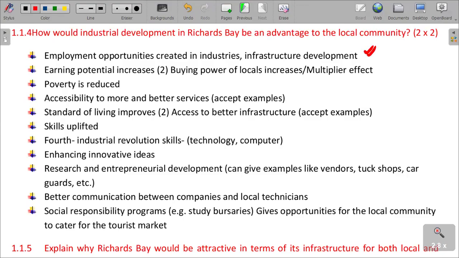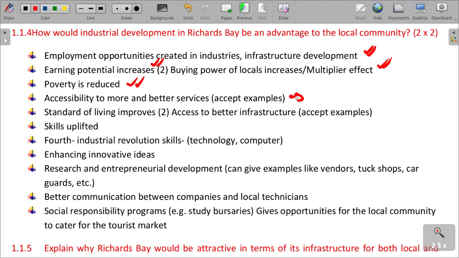They get employed. We also have earning potential increases. That can also be a two-mark point, which we are talking about income, buying power of locals increases, multiplier effect. I guess this we have already mentioned also in the previous presentation. A reduction of poverty because of what? Because of increased earning potential and employment, accessibility to more and better services.